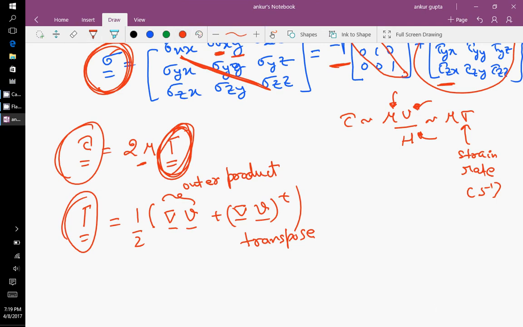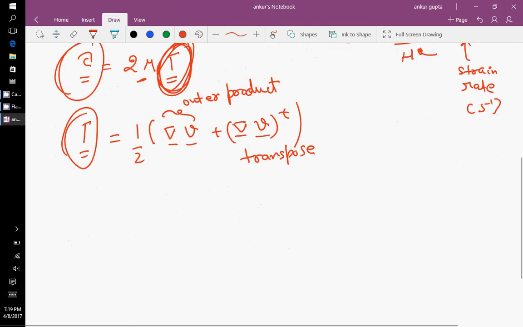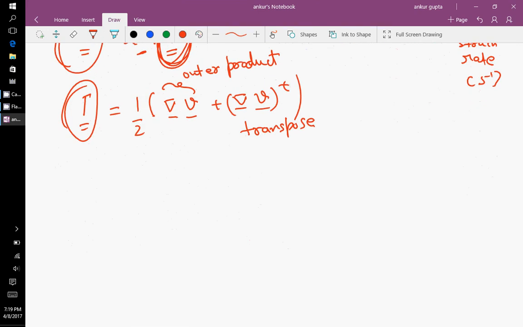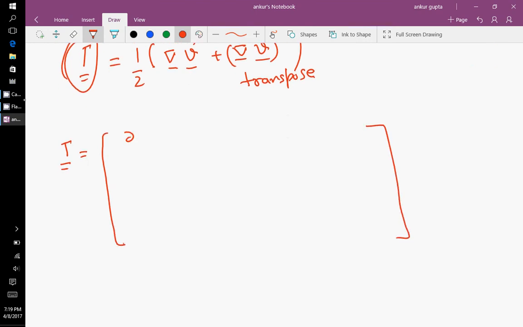And of course, you can imagine that we can only take a transpose when we have a matrix, that means that we have 3 cross 3 or 2 cross 2. So that's only when we can take a transpose. So del v is actually a matrix. If we expand this product, we can write in Cartesian coordinates the gamma tensor in terms of vx, vy, vz as follows.